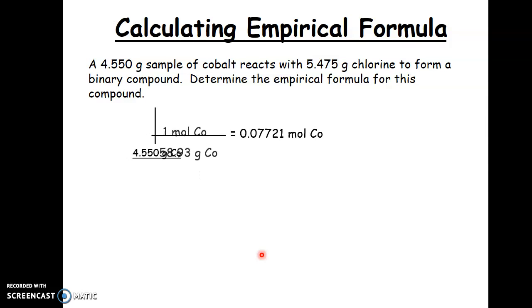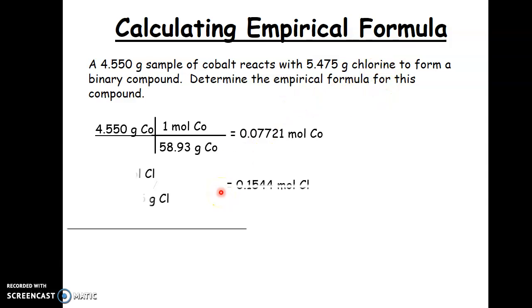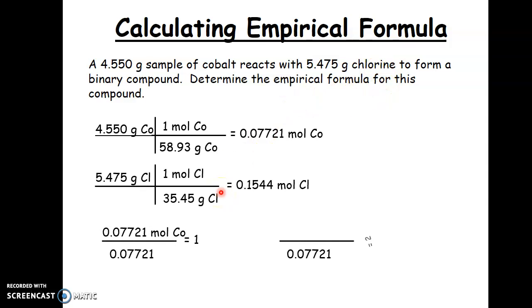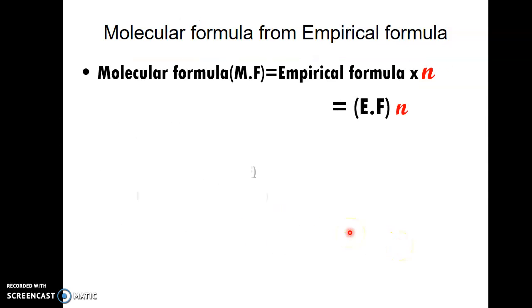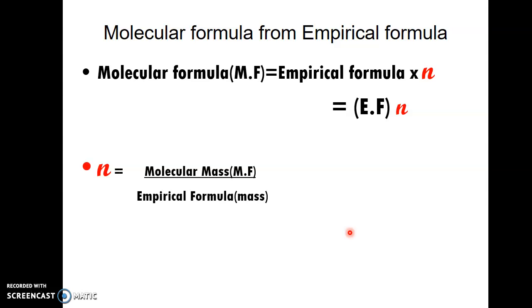And then you give a concrete example of a sample of cobalt reacting with chlorine, and then the teacher takes them through the PowerPoint to know how to calculate the empirical formula, getting the subscripts, 1 for cobalt, 2 for chlorine, and then the empirical formula will be CoCl2. So at the end of it, we have the formula for the molecular formula, which is empirical formula times n.